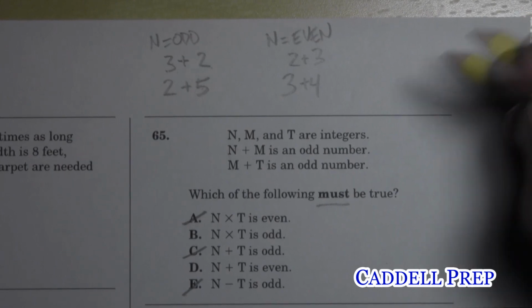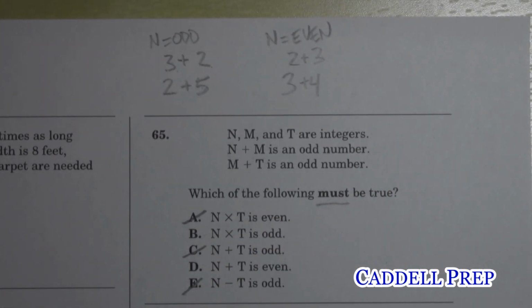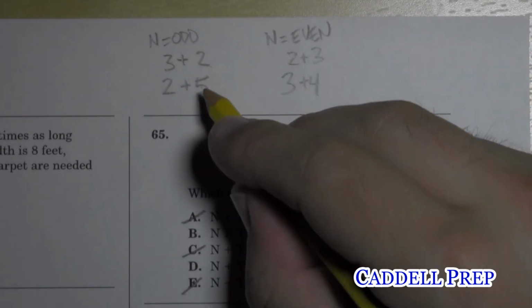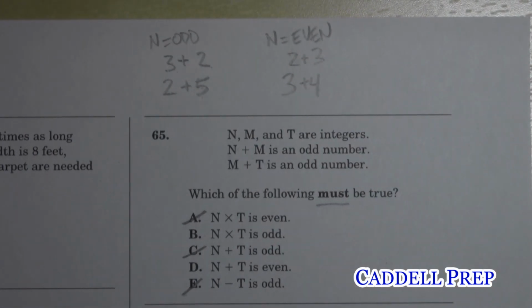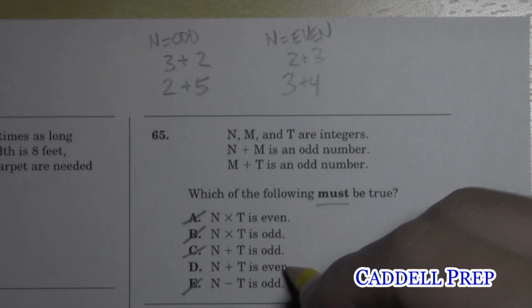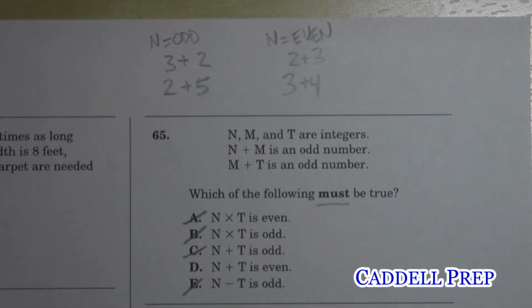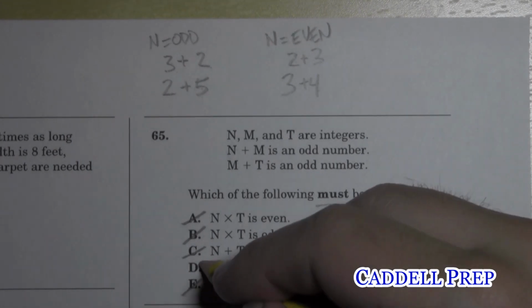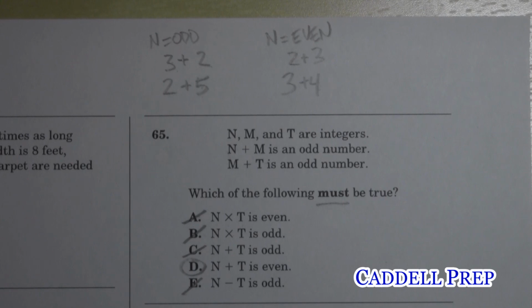Okay, now there's no point in trying A, C, or E because we already know that they're not always true. We're just going to try B and D. So in B, N times T is odd. It was odd in this one, but now we see 2 times 4 is 8. That's even, so this isn't true. Well, hopefully this one is. N plus T is even. 2 plus 4 is 6. Okay, that is even. So it looks like that one must be true. So our correct answer is D.